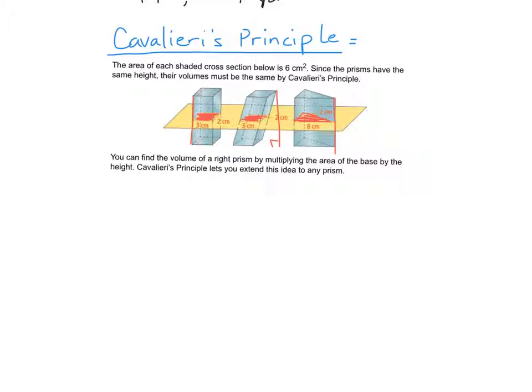We don't do a ton with that, but I want you just to see it so that you understand how that works. What you're going to be using a lot is the volume formula for a prism. So this is the prism volume formula. It says V equals BH. What is a capital B? The area of the base, right?